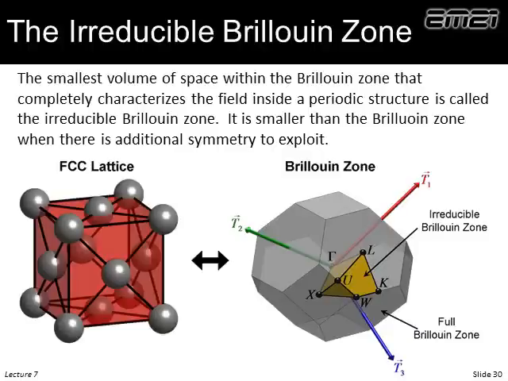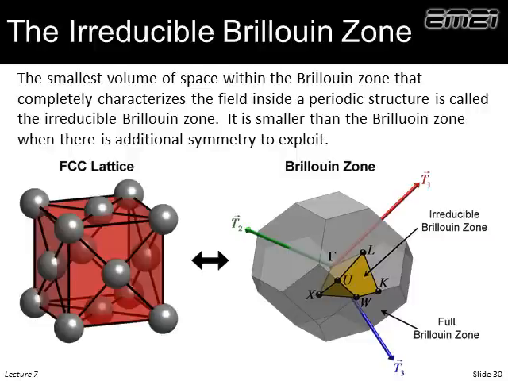That brings us into the concept of the irreducible Brillouin zone. The irreducible Brillouin zone is the smallest volume of space inside the Brillouin zone that if we calculate a solution in that entire volume, we can map it to every other point in the Brillouin zone and we would know everything about the lattice. And we construct the irreducible Brillouin zone by looking at the symmetry of the original lattice and looking, okay, does that have left-right symmetry, up-down symmetry, rotational symmetry? And we can sometimes whittle the Brillouin zone down to something much smaller. And that's called the irreducible Brillouin zone.